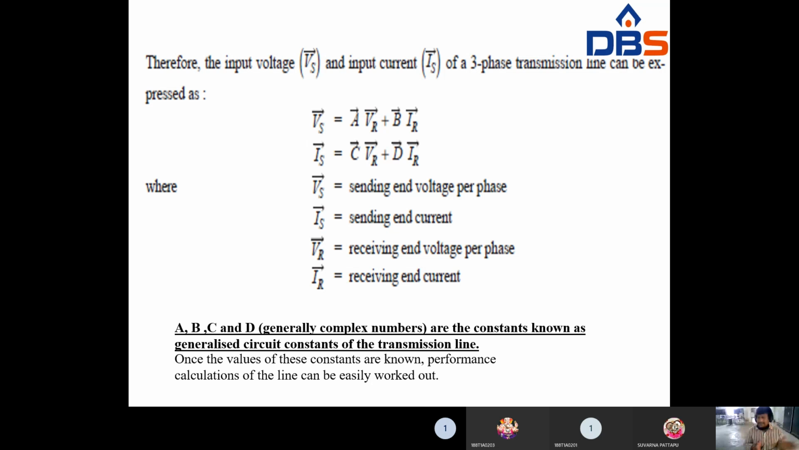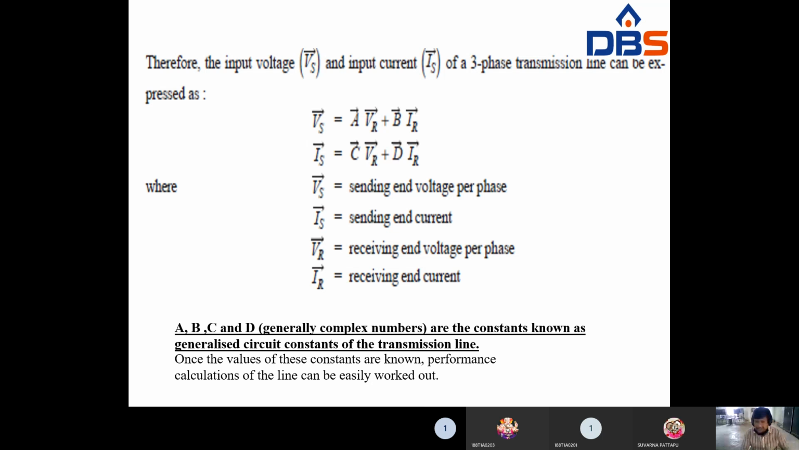So calculating the generalized constants of a transmission line is nothing but calculating the ABCD parameters of a transmission line. It may be a short transmission line, a medium transmission line, or a long transmission line, depending upon the length or the voltage. We classify transmission lines as short, medium or long, right? Simply say that the generalized constants of a transmission line are nothing but the ABCD parameters of transmission lines.